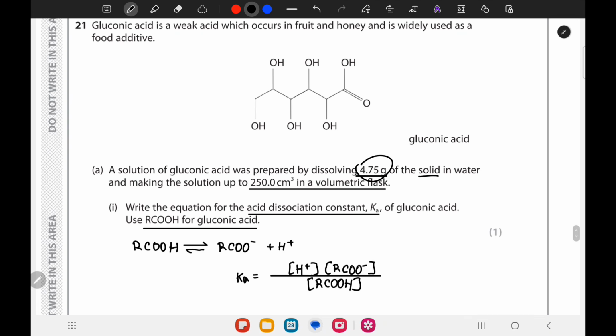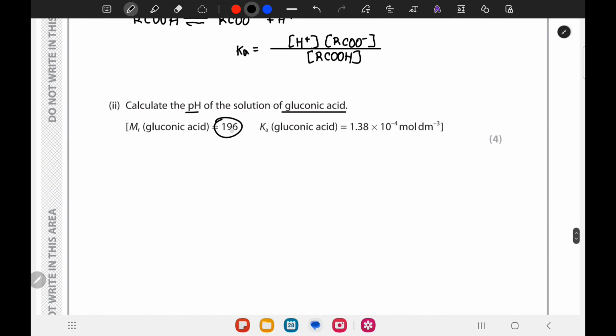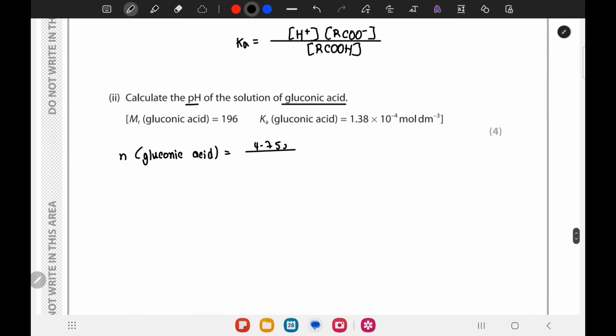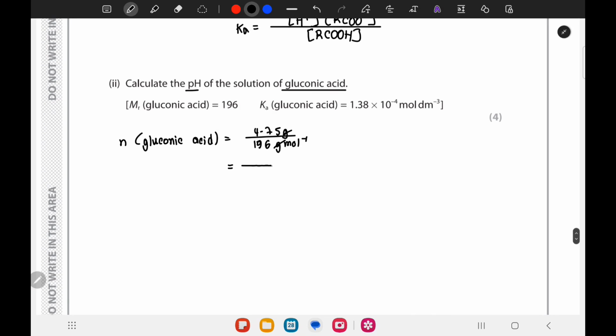So we have 4.75 grams of this solid, which has a molar mass of 196. From here, I can find the moles of gluconic acid. This will be the mass, 4.75, that we have used divided by the molar mass, which is 196 gram per mole. The number of moles, if I want to work with exact values, comes out to be 19 by 784 moles. This is the number of moles of gluconic acid that we are using.